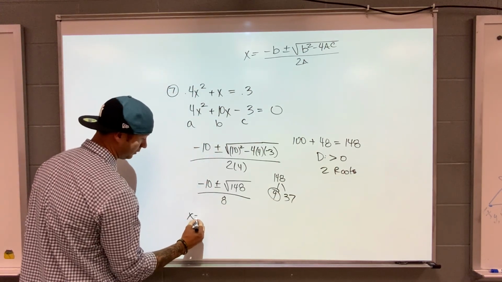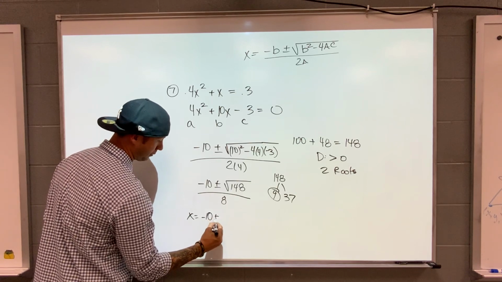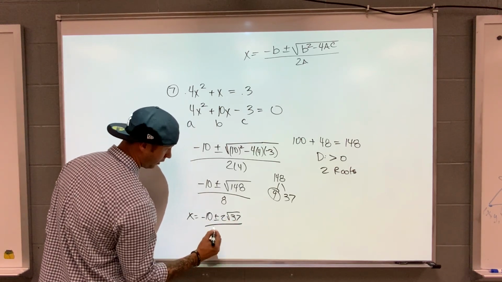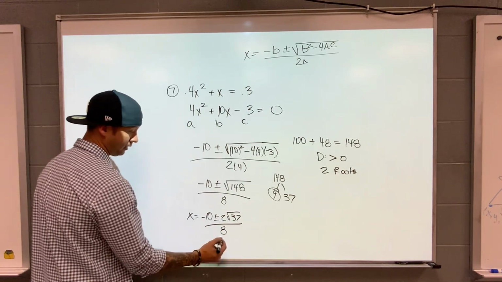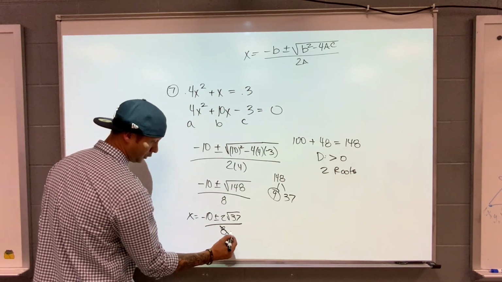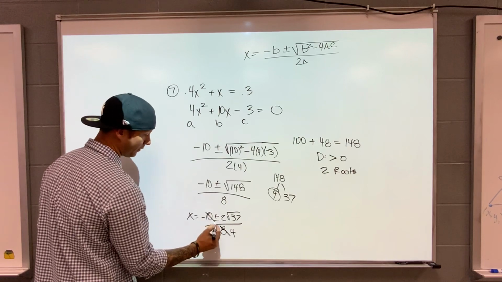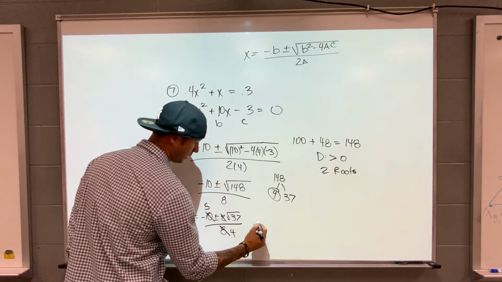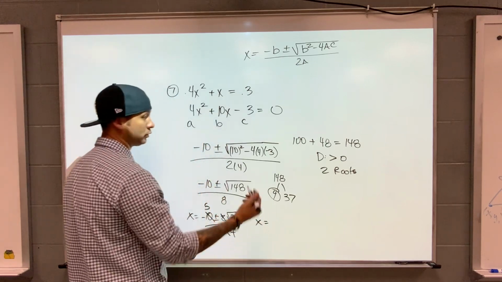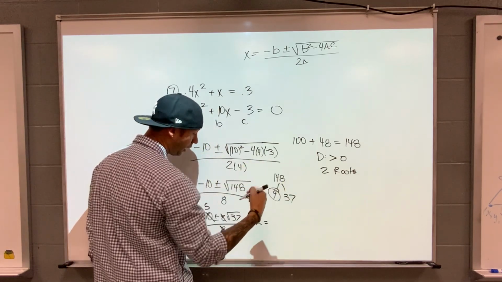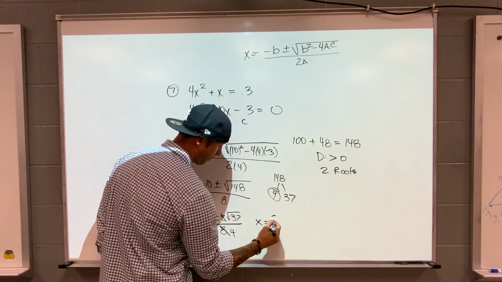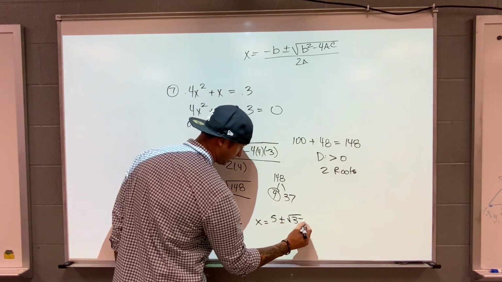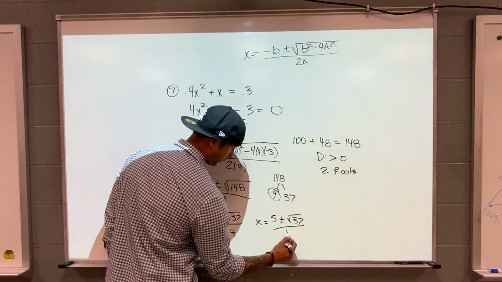So x is equal to negative 10 plus or minus 2 root 37 all over 8. So I'm going to take out a 2 here, leave behind 4, take out a 2 here, leave behind 5, and the 2 just goes away. So the final answer, my 2 real roots, are going to be 5 plus or minus root 37 all over 4.